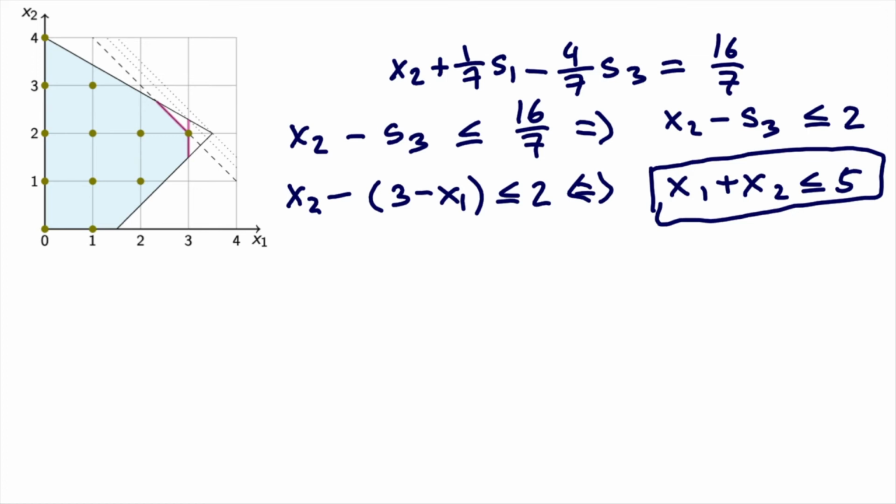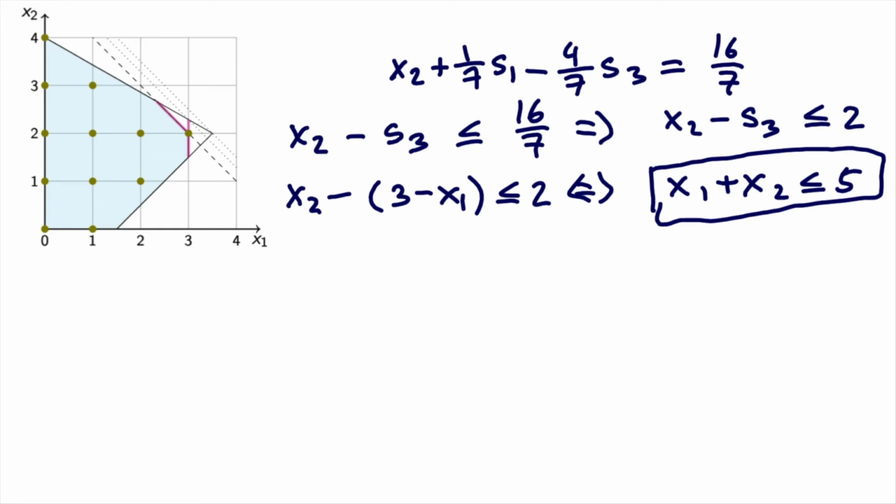Alright, in this case, the simplex tableau row that we were using to obtain the cut was x2 plus 1/7 s1 minus 4/7 s3 is equal to 16 over 7. What we did, we just rounded down the coefficients for the non-basic variables, and then we obtained this inequality x1 plus x2 is less than or equal to 5, which was shown on the graphical illustration with this cut right here.